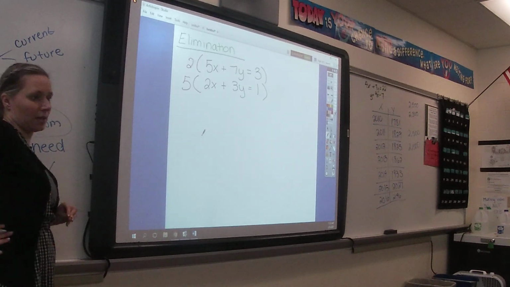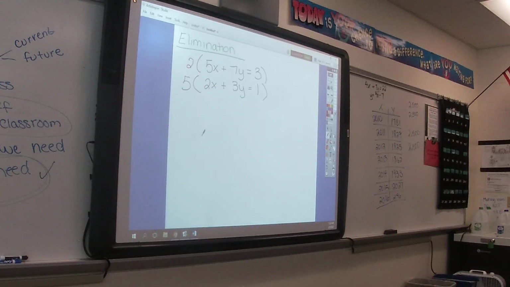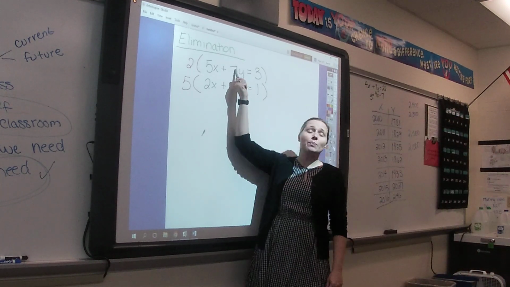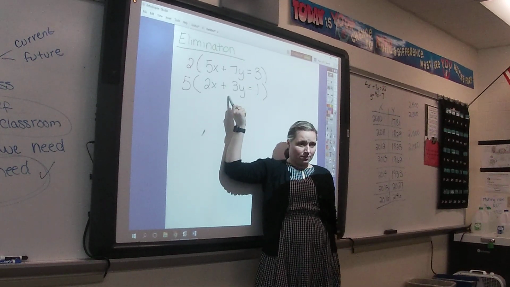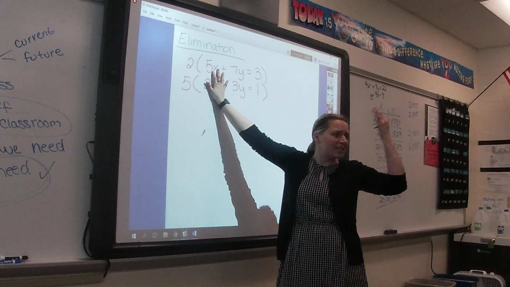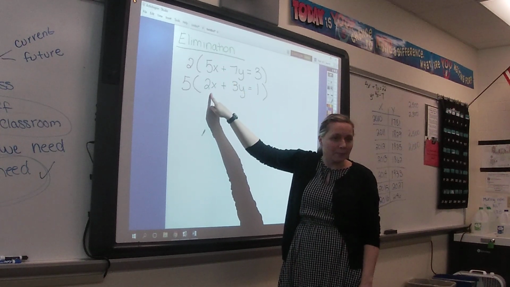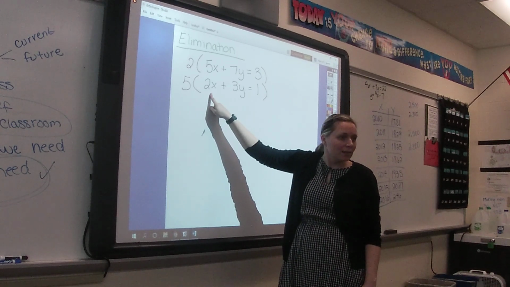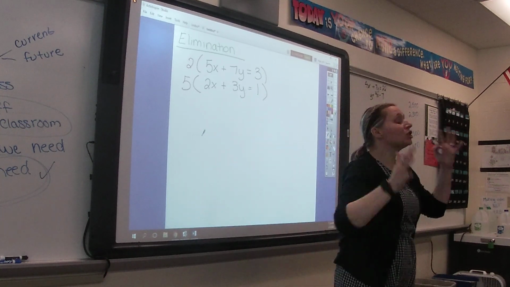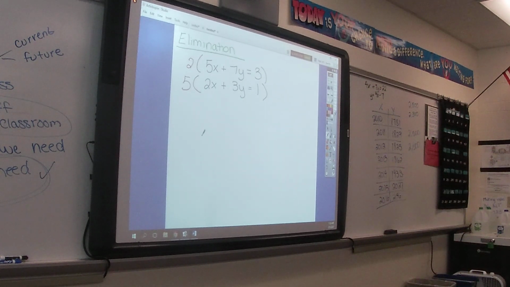Now, the problem with systems is that your work could look nothing like your neighbor's work and you could get the exact same answer. Because what happens if Mallory's looking at the problem and she's like, oh, geez, I didn't even see that. I was going to multiply this by a 3 and this by a 7. Would that be okay? Yeah. What if someone said, I was going to multiply this by a 4 and this by a 10? Would that work? Yes. There are so many different options. The goal is just to make them turn into the same number.